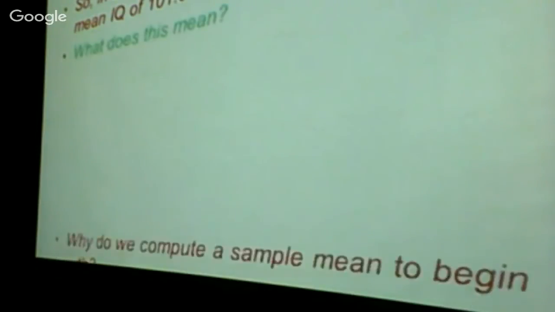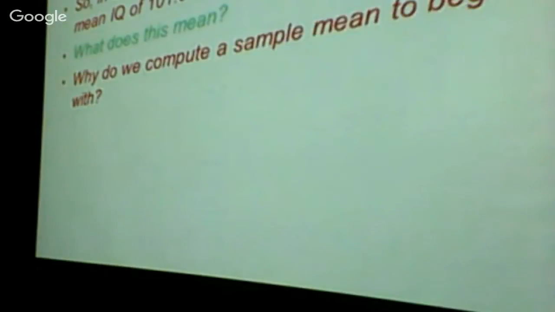So again, our sample, we have a bunch of kids, 25 kids. Their mean IQ is 101. The SEM I've computed now is 2.1. You're all clear on how I did that. Okay, what does that mean? Why do I compute a sample mean to begin with? I compute a sample mean in order to estimate a parameter mean. That's my goal here.